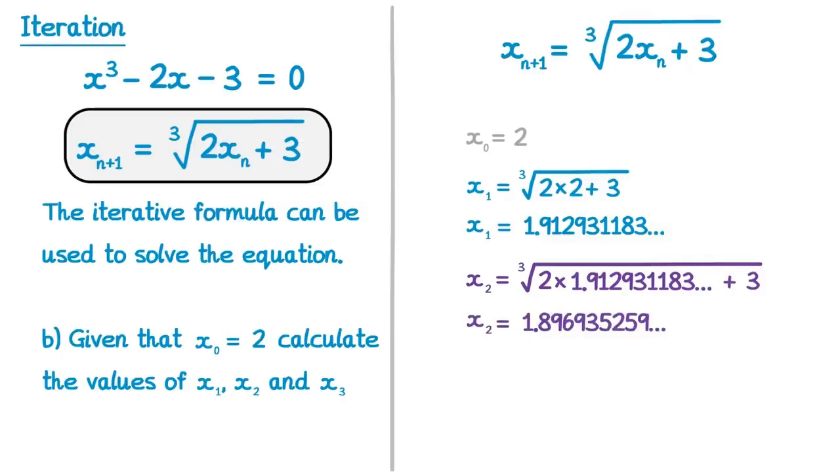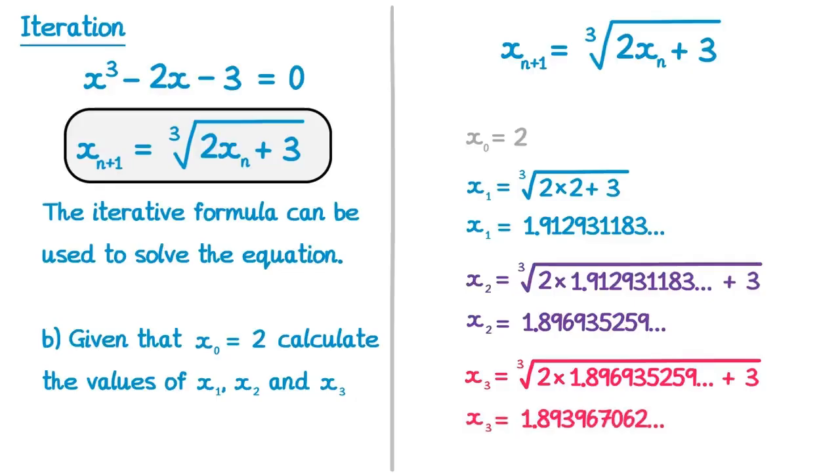We can then imagine that x2 is our current term and then calculate x3. So x3 would be the cube root of 2 times our current term, which is x2, add 3. We can then substitute the x2 for our most recent number, which is this one, and then type this into a calculator, again being sure to use the whole number. So x3 would come out as this. We've now completed the question because we found the values x1, x2 and x3.